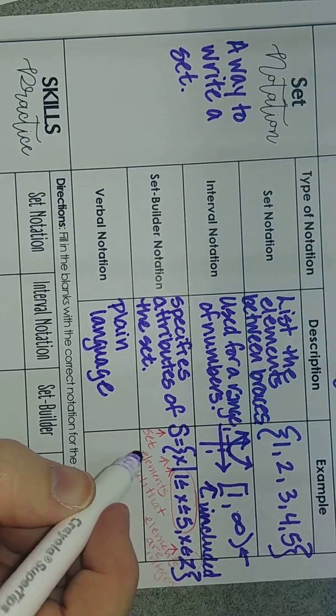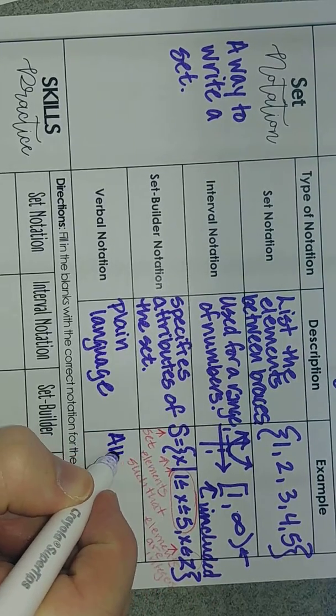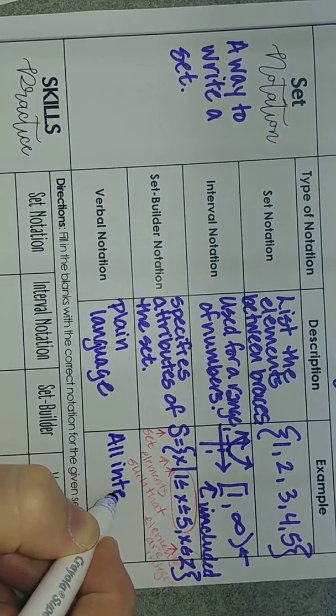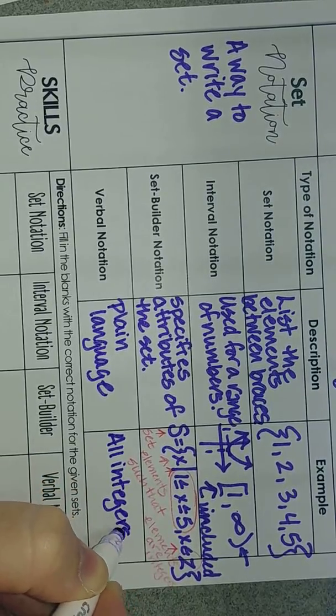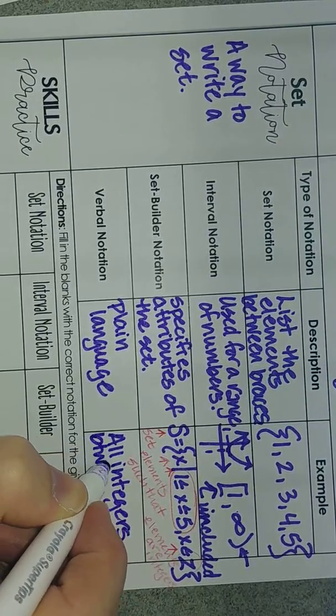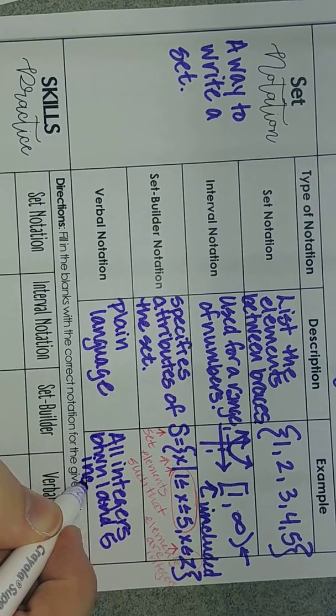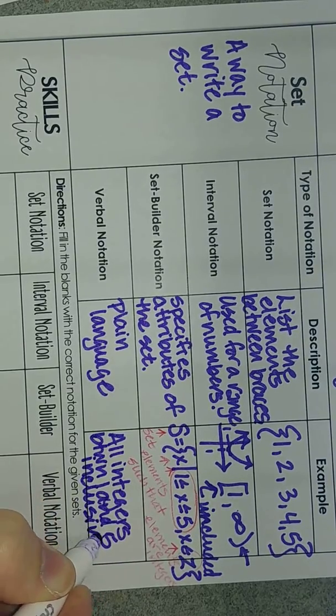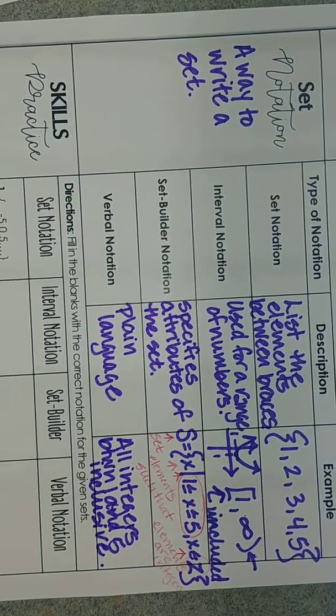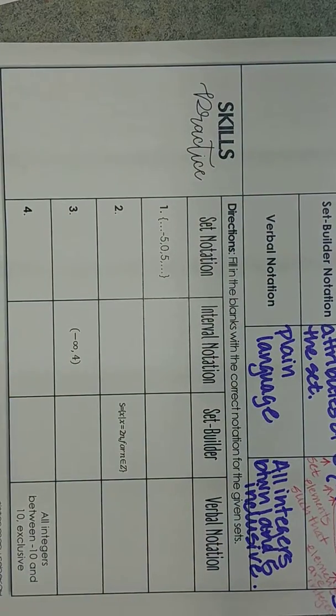So I could say, all right, let's talk about this set right here. This is the set of all integers between 1 and 5, but I'm including 1 and 5, so I would say inclusive. Okay, let's take a moment to practice with set notation here.